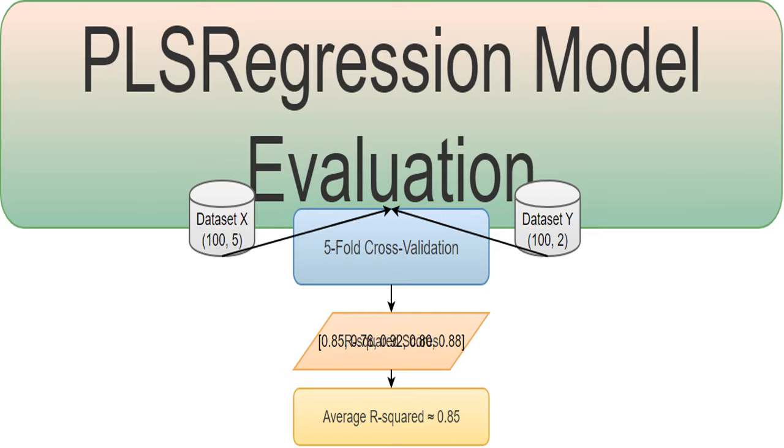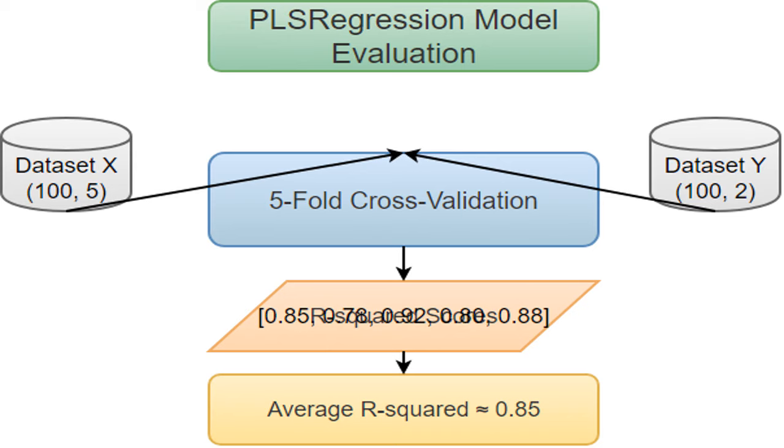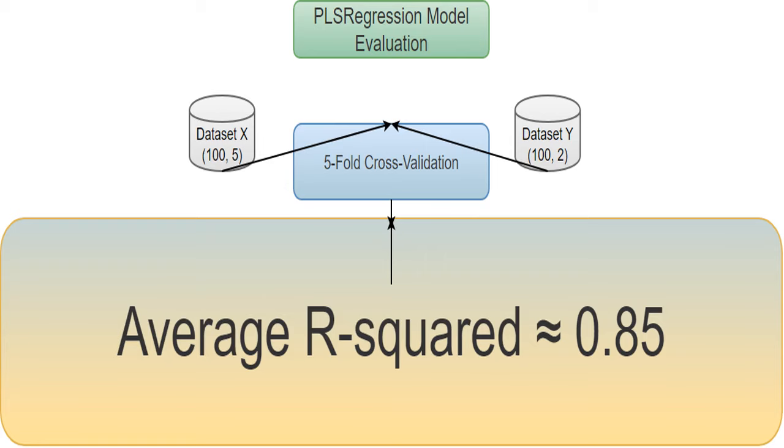This is the response data, the thing I'm trying to predict. It has 100 data points, each with 2 response values. I will aim to use my model to predict these values using the predictor variables from dataset X. The goal is to evaluate how well this partial least squares regression model works. I'm using cross-validation and the R-squared metric to figure that out. PLSRegression tries to find relationships between 2 datasets X and Y where both might contain many variables. To get this value, I added all 5 R-squared values together.